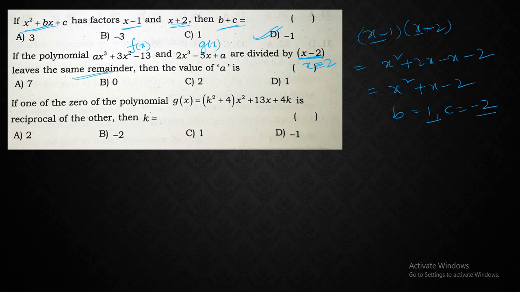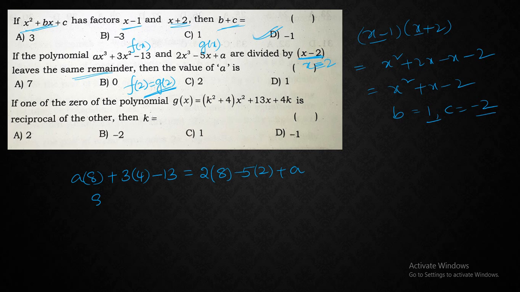So from what he has given, he has simply said that f of 2 is equal to g of 2, by the remainder theorem. So when I substitute the values, what am I going to get? When I replace x with 2, a into 8 plus 3 into 2 square, which is 4, minus 13 is equal to 2 times 2 cube, which is 8, minus 5 times 2 plus a.